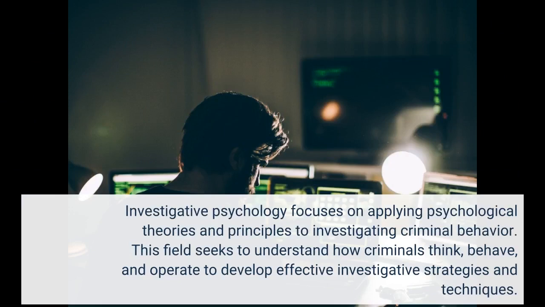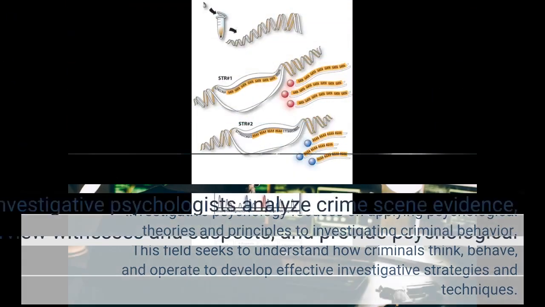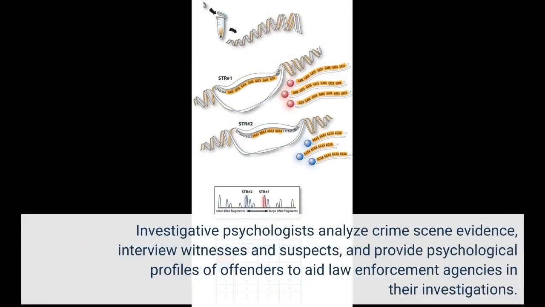Investigative psychology focuses on applying psychological theories and principles to investigating criminal behavior. This field seeks to understand how criminals think, behave, and operate to develop effective investigative strategies and techniques. Investigative psychologists analyze crime scene evidence, interview witnesses and suspects, and provide psychological profiles of offenders to aid law enforcement agencies in their investigations.